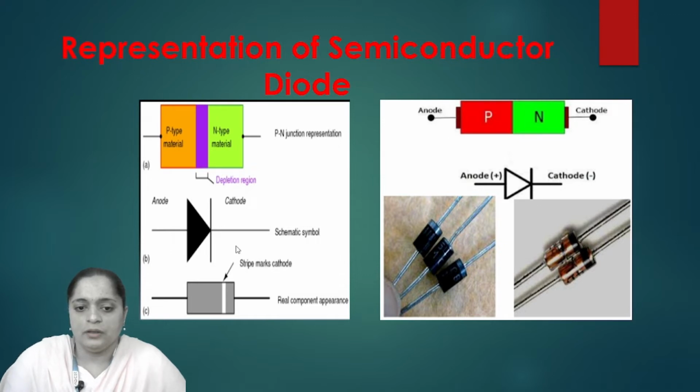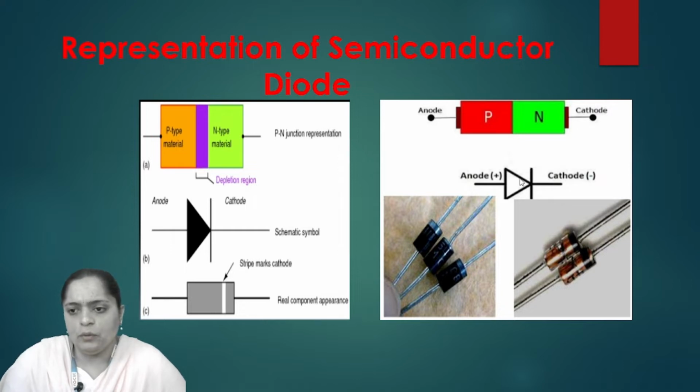After that, how does it physically look? This is the structure or real component appearance of the diode. Here one strip is there, a silver strip, which marks the cathode portion. Here, how the PN junction structure is formed is represented through this symbol. Here a p-type semiconductor material is there and an n-type semiconductor material is there. We have already seen that p-type semiconductor material deals with anode and n-type semiconductor material deals with cathode.